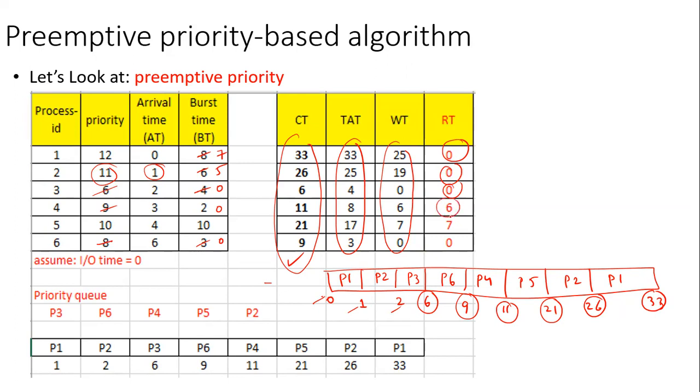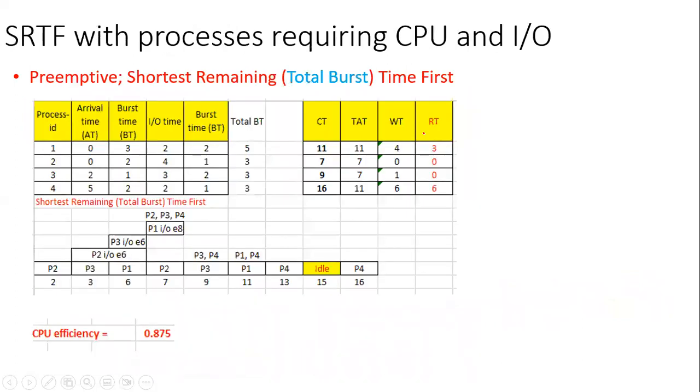The response time for this one is 6, right? So how do you get 6? P4 came in at 3 and was taken at 9, so 9 minus 3 is 6. And P5 came in at 4, but was taken at 11, so 11 minus 4 is 7. So this is 0, and like 6 and 6. Okay, so you know response time also. You agree? Yes or no?